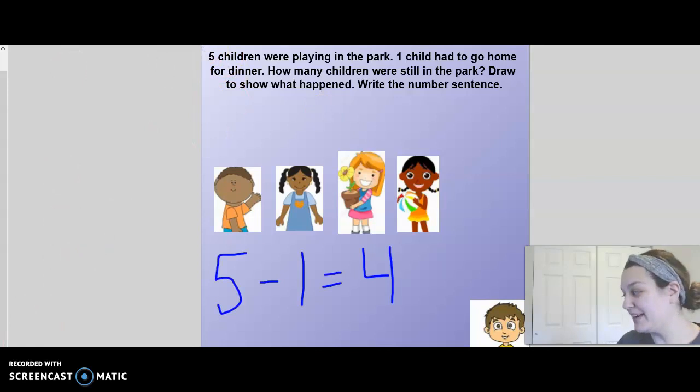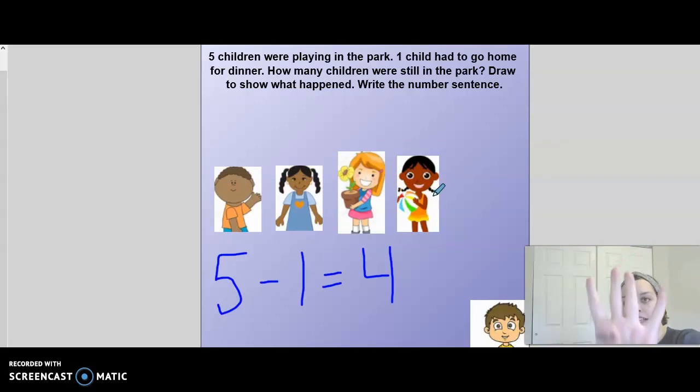Okay, let's check our work. So we had 5. That's why I put the number 5 first, because that's our whole. Minus 1, because one kid, remember, went to dinner. And that equals our 4 friends that are right here. 1, 2, 3, 4. So 5 minus 1 equals 4.